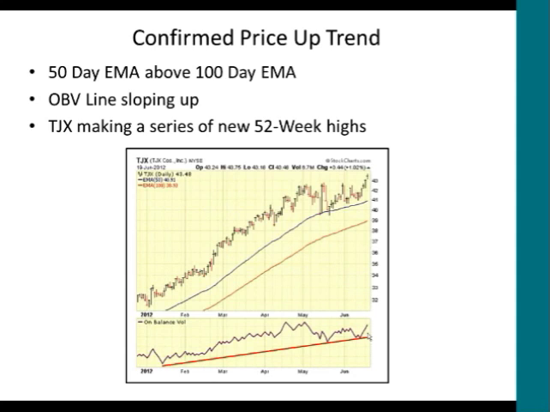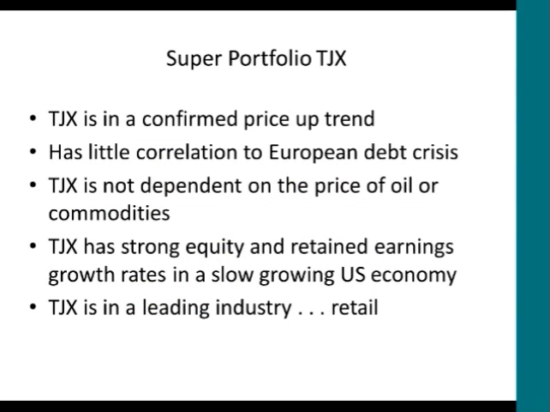So TJX is in a confirmed price uptrend. It has little or no correlation to the European debt crisis. It's not dependent on the price of oil or commodities, and TJX has strong equity and retained earnings growth rates in a slow-growing U.S. economy, and it's in a leading industry, retail. So this is a typical super portfolio stock.